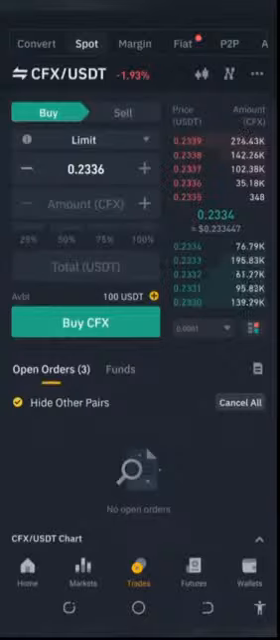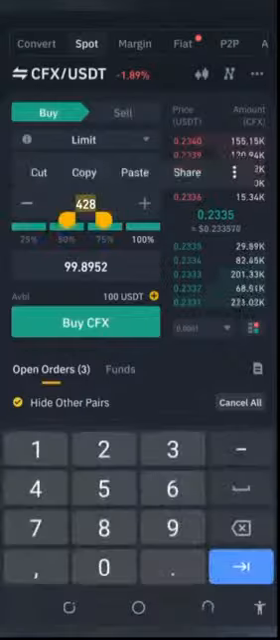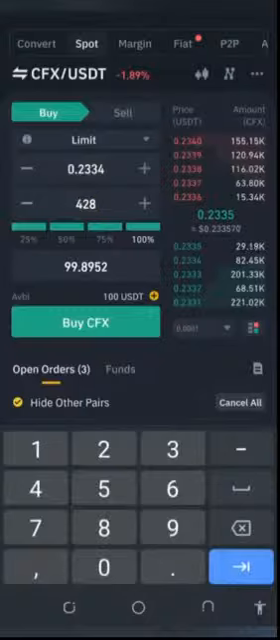So first off, let me see how much I can pick. First, let's just do the refreshings and then see how much we can pick with this. Okay, so we'll get 428, and it will pick 99.89. Okay, so 428, let's copy that. And then let's go over to Arbitrage.